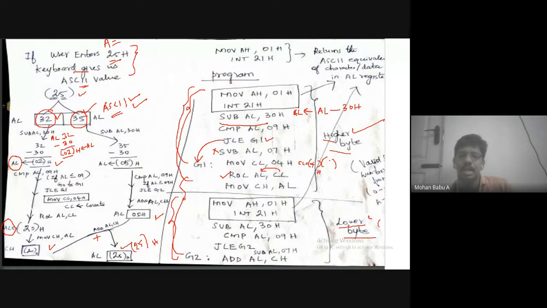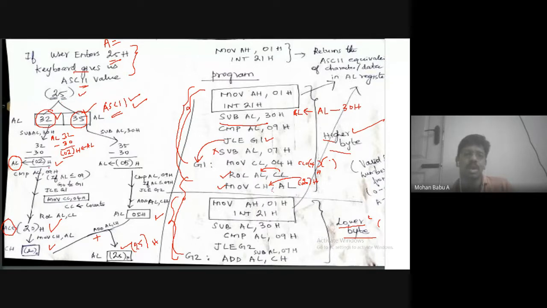And then what is the next instruction? Move CH, comma AL. So after rotation, we will get the result for AL as 20H. Store that result with move CH, comma AL. Now the value for AL here is 20H. The data will be moved to CH register and stored. Now the value for CH here is 20H. This is the way how to process the higher ASCII byte of number 25.